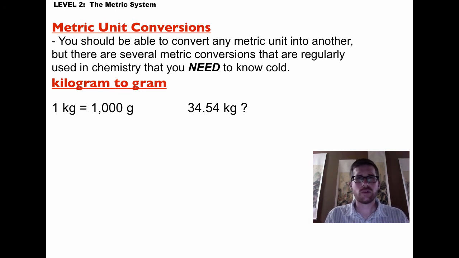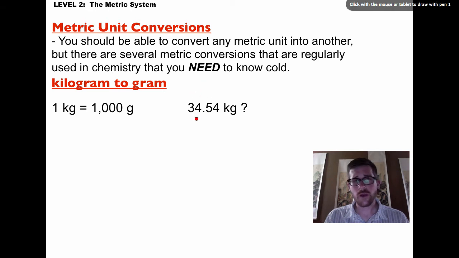So we have kilograms and grams we go back and forth with quite often. You've got to know that 1 kilogram is equivalent to 1,000 grams. It's not the opposite, and that's where people make most mistakes. So let's say 1,000 grams in 1 kilogram.